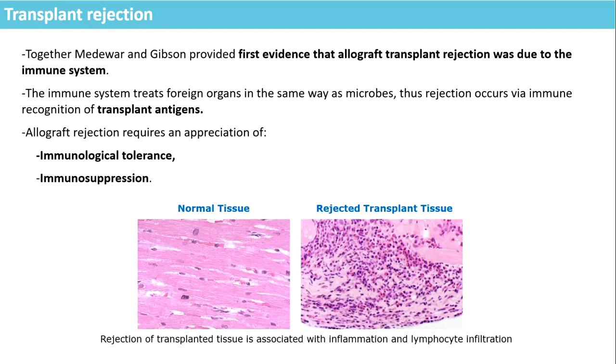So on the left, we've got normal tissue, and then on the right-hand side, we've got tissue that's undergoing a rejection, and you can see this massive infiltration of lymphocytes, with the darker staining. So that's giving an impression of what's going on at the tissue level. But really, when it comes to looking at allograft rejection, it helps to have an appreciation of immunological tolerance, but also immunosuppression.